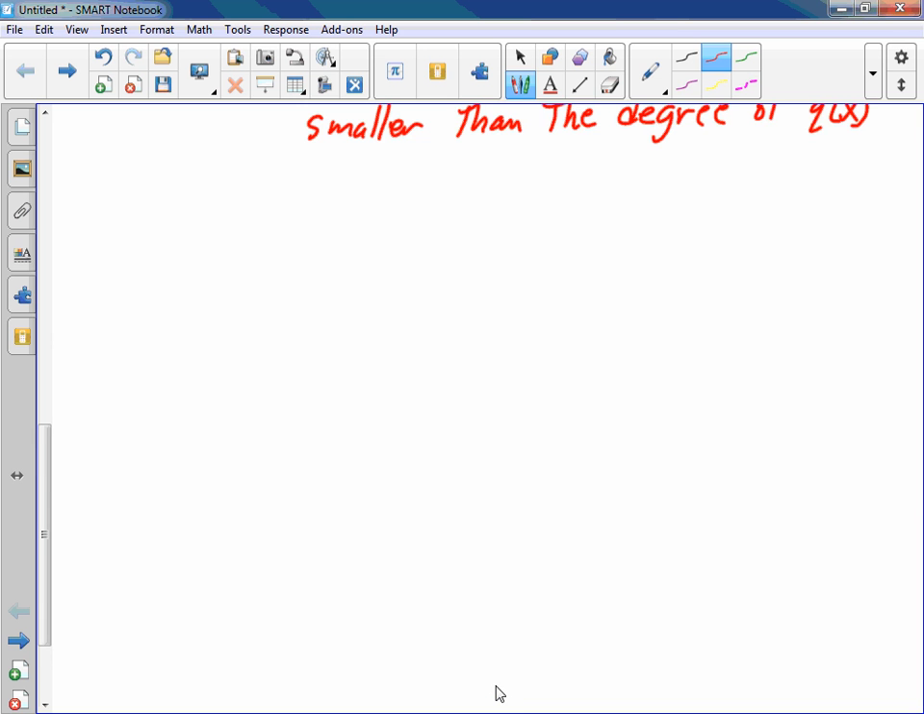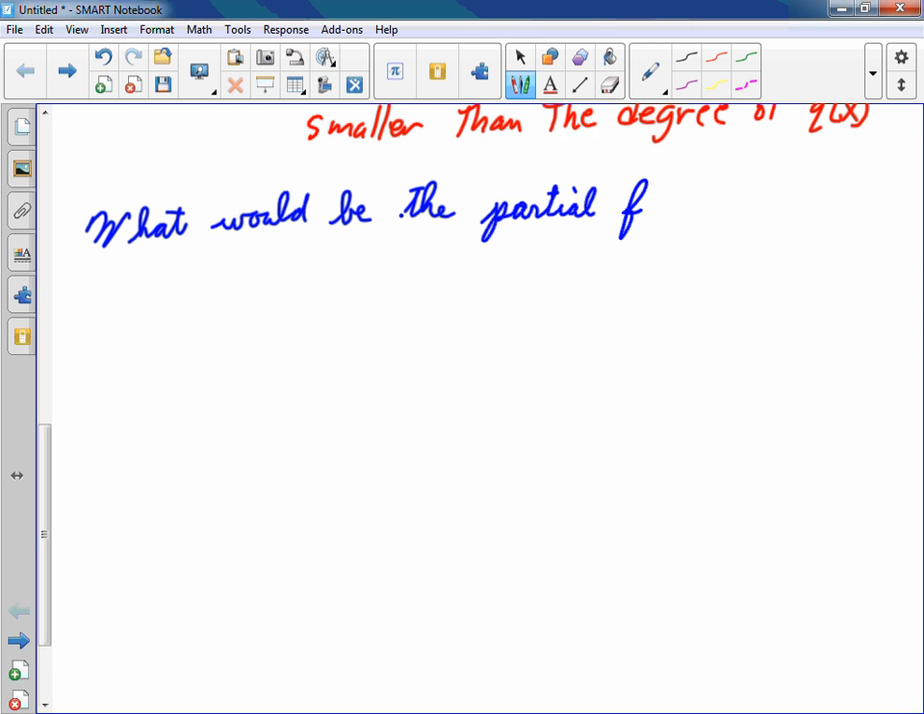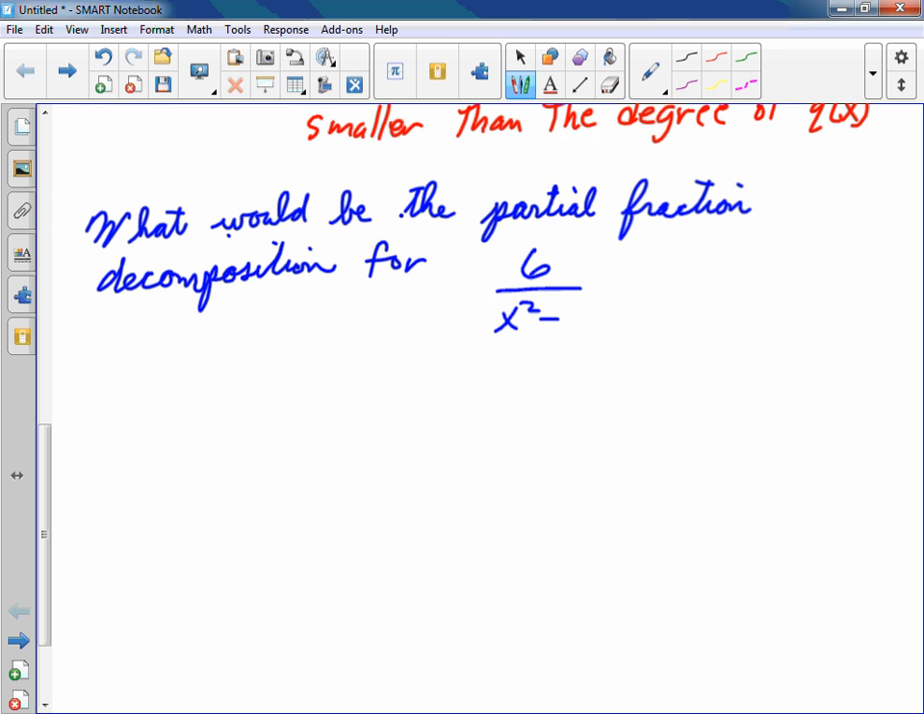So let's do an example that's more similar, but still maybe a little more clear than what we had today. So what would be the partial, you can impress your date with this, partial fraction decomposition for 6 over x squared minus 1.